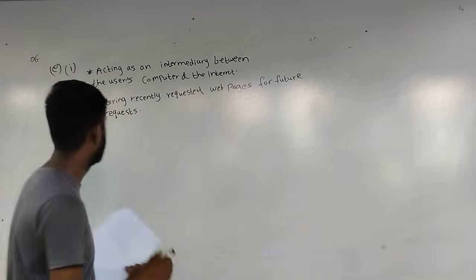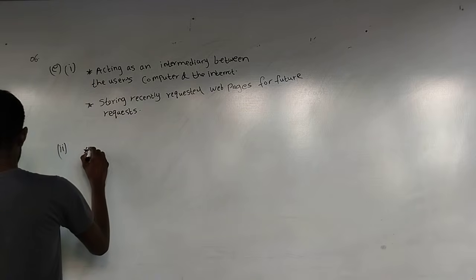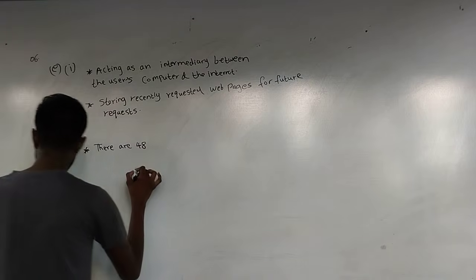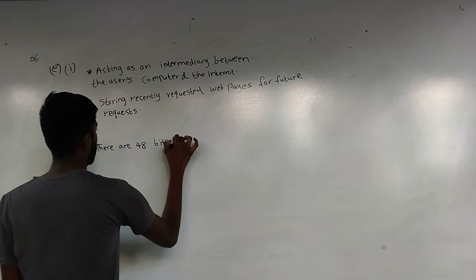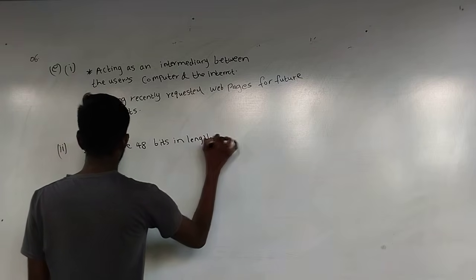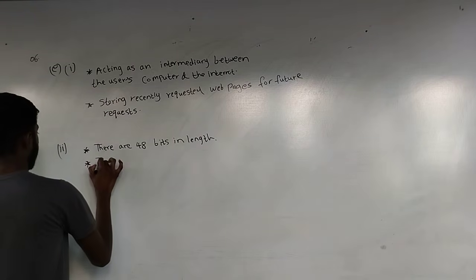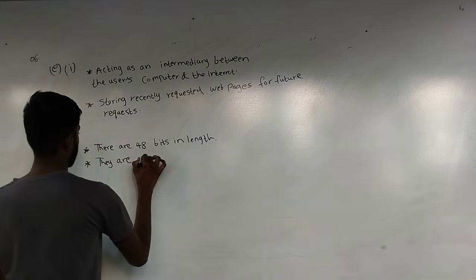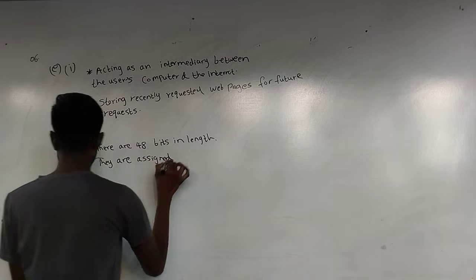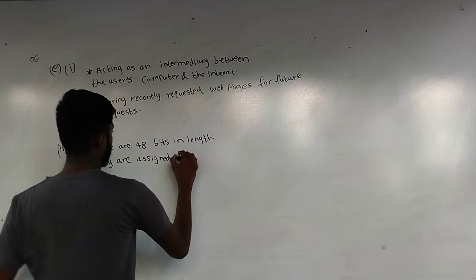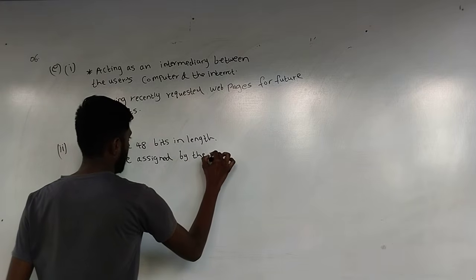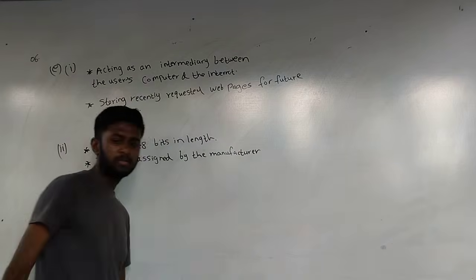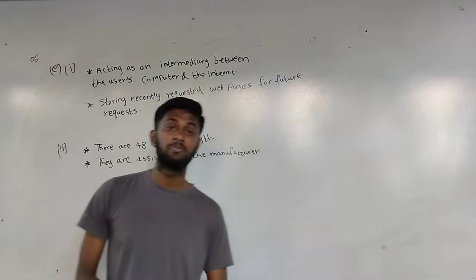So two properties now. Let us say, first of all, they are 48 bits in length. Next you can say they are assigned by the manufacturer. Right, that brings the end of the 2023 network past paper discussion. Thank you.